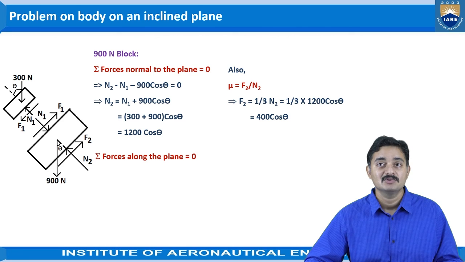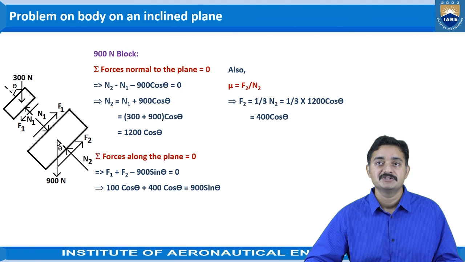Now, taking sigma forces along the plane equal to 0, we get F1 plus F2 minus 900 sin theta is equal to 0, which gives 100 cos theta plus 400 cos theta is equal to 900 sin theta. This will lead to tan theta is equal to 5 by 9. So, the value of theta can be obtained as 29.05 degrees.